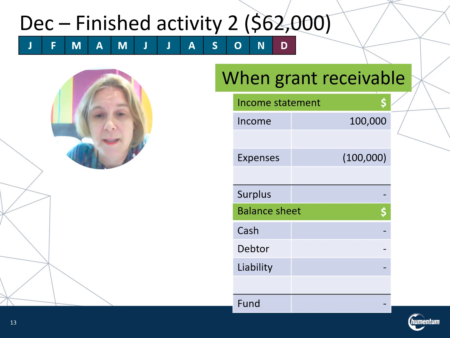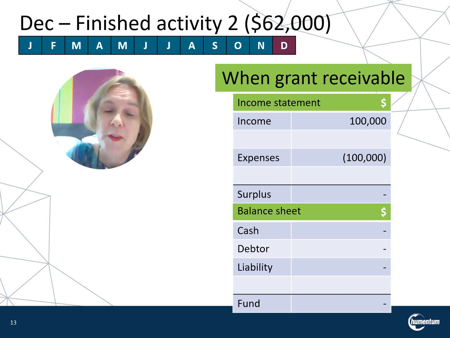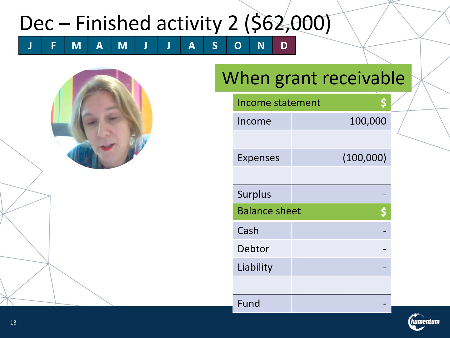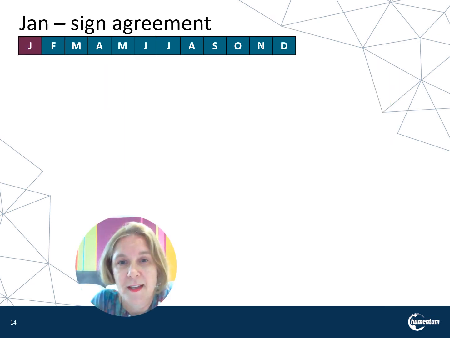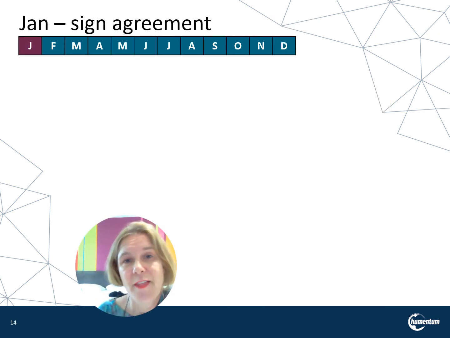When we get to December, another 62,000 has been spent. So the expenses for the whole year is 38 plus 62, that's 100,000. You can see the income of 100 minus the expenses of 100 brings us to a surplus of 0, and the cash has also all been spent, and the fund balance is 0. Now we're going to compare this alongside it with the other approach and see how they differ from each other.